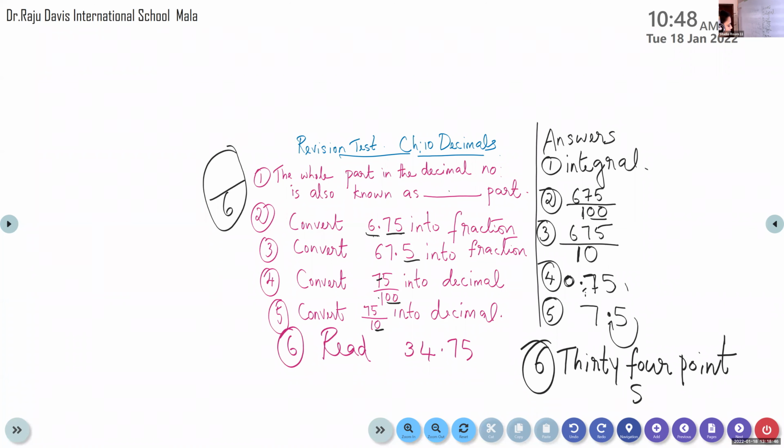34.75. 34 point 75. We cannot write 75 together. After the decimal point only, we have to separate the digits. 34.75. How many got all 6 out of 6?